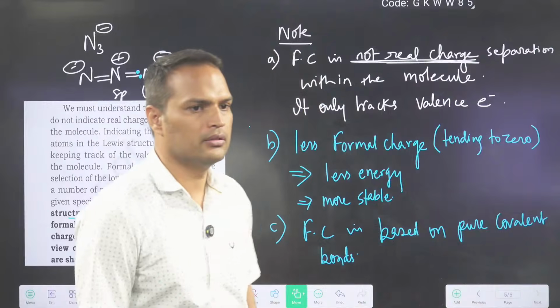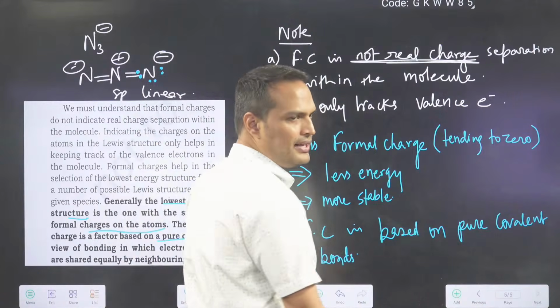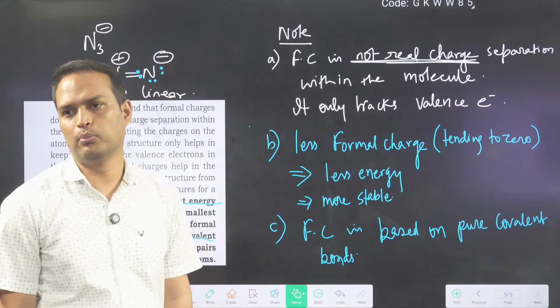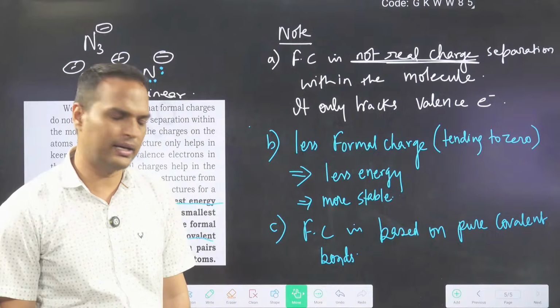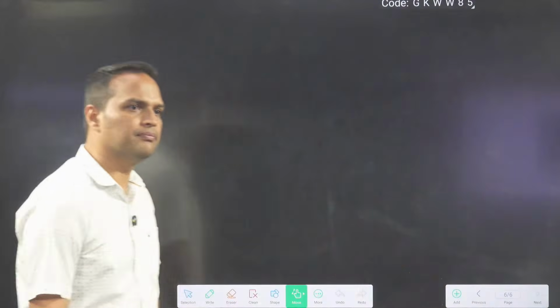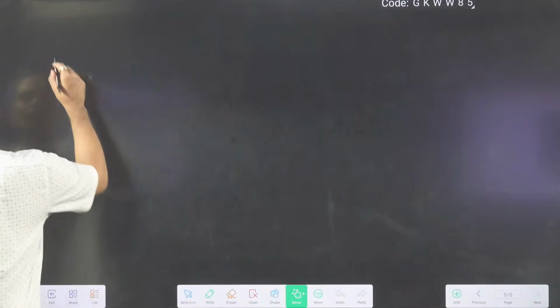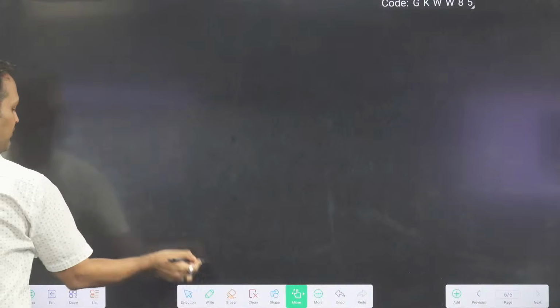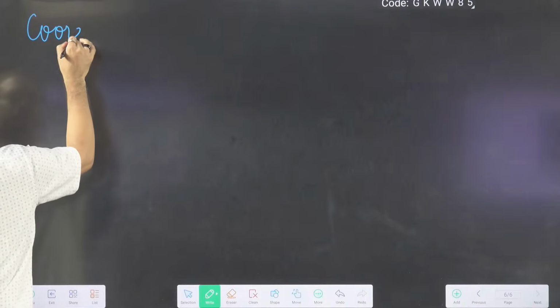That is resonance. Also we can start with coordinate bond. Both we can do. So let's see. Let's start with the coordinate bond. We'll finish this, then we will do resonance.